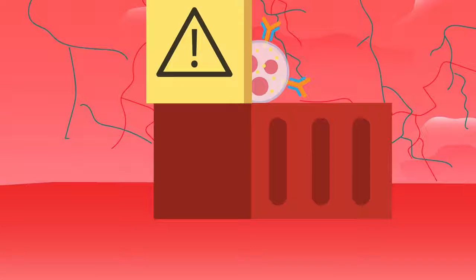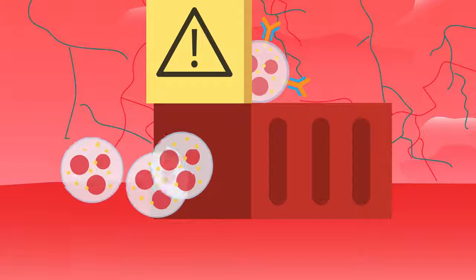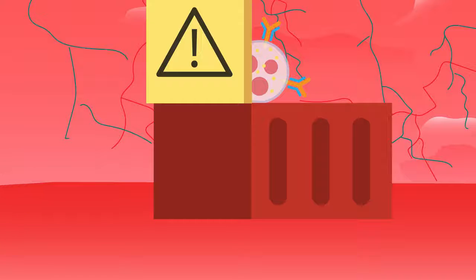So there you have it, vaccinations. They trigger our immune system to develop memory cells ahead of time, meaning our immune system is ready to launch an attack as soon as a pathogen enters the body.